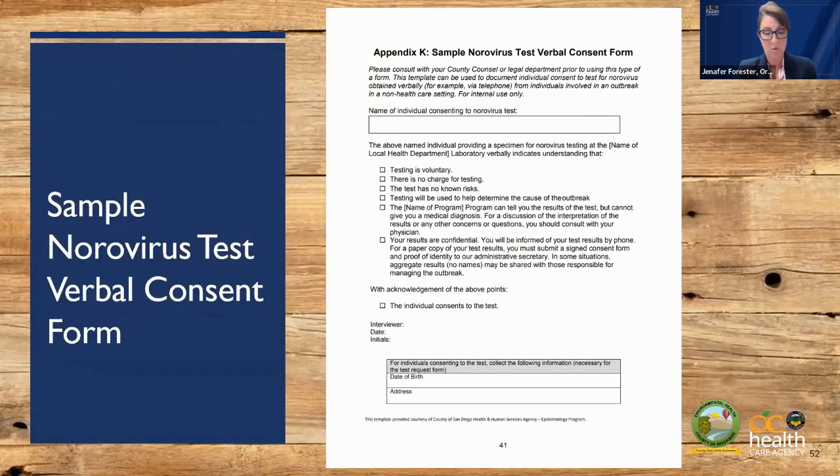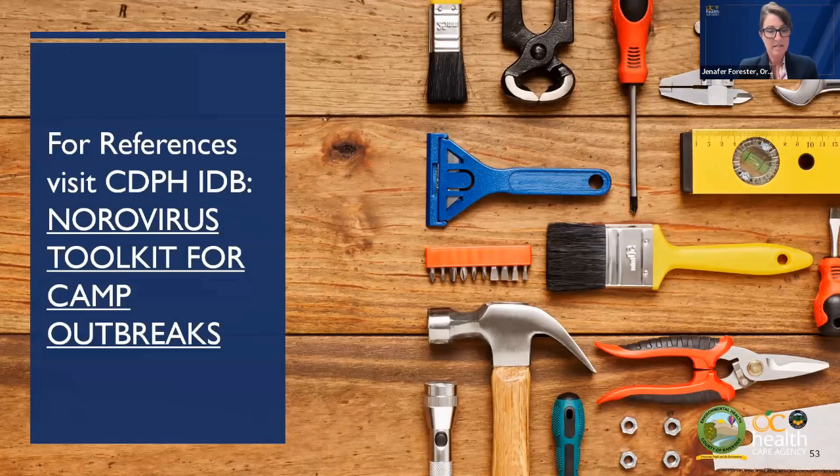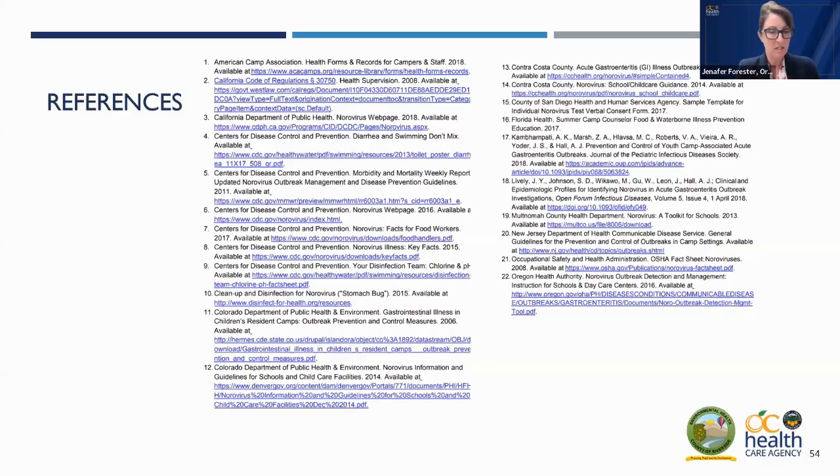The local health jurisdiction will want to have already coordinated with the local health department laboratory or public health lab and individuals involved in sample collection or drop-off. This hyperlink will take you directly to the California Department of Public Health Infectious Diseases Branch Norovirus Toolkit for camp outbreaks. And this concludes our presentation. In the next slide, I do want to make mention there's a complete list of references with hyperlinks that were utilized in this toolkit if you want to take a deeper dive.